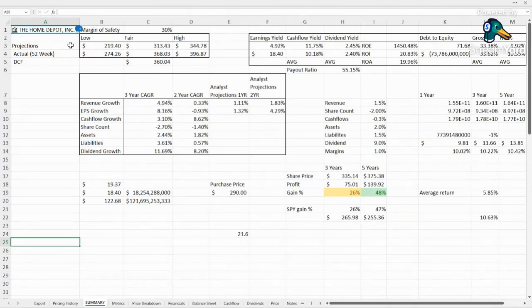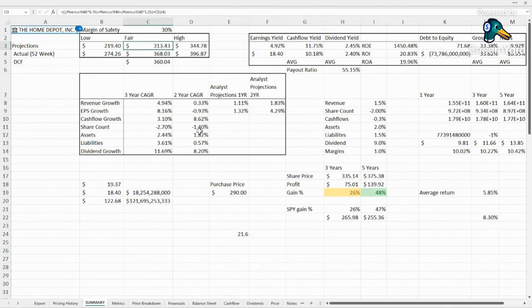This is Fair Value Finder and today we're taking a look at The Home Depot, Incorporated, ticker HD. This is a stock that I've heard quite a bit about over the years, definitely a dividend favorite. So let's dive into the numbers and see what a reasonable price to pay for the stock would be and what kind of returns to expect from it.